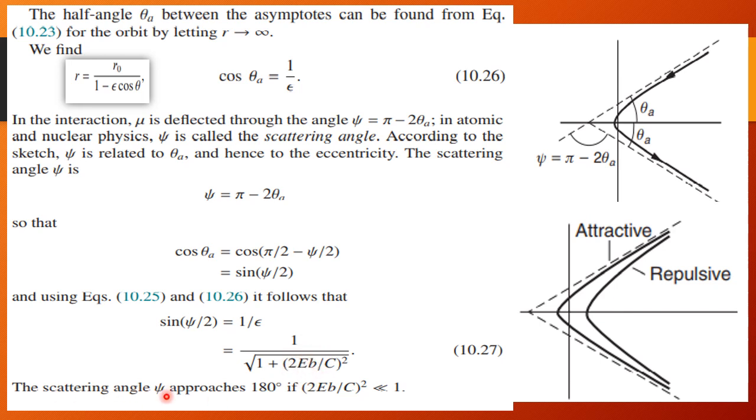The scattering angle psi approaches 180 degrees if this term is much less than 1. The scattering angle becomes 180 degrees if this term is much less than 1. This is the behavior of a hyperbolic orbit.